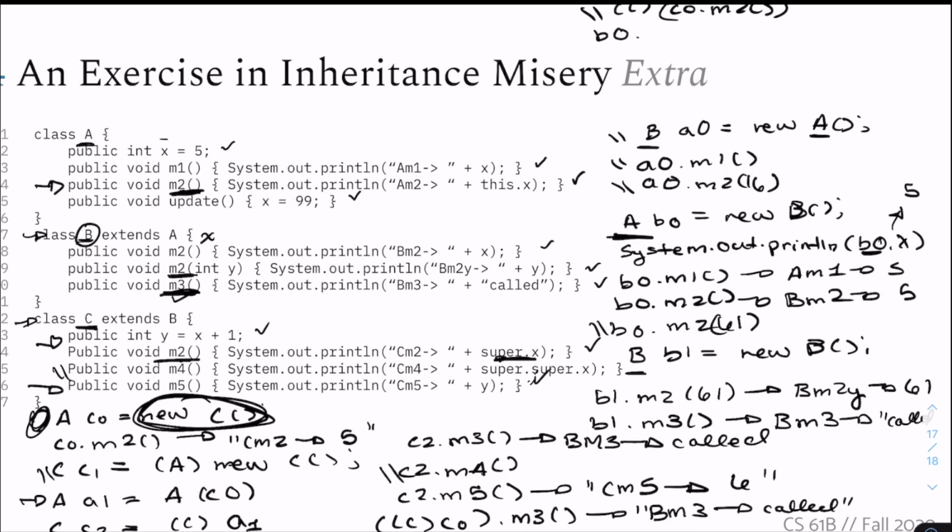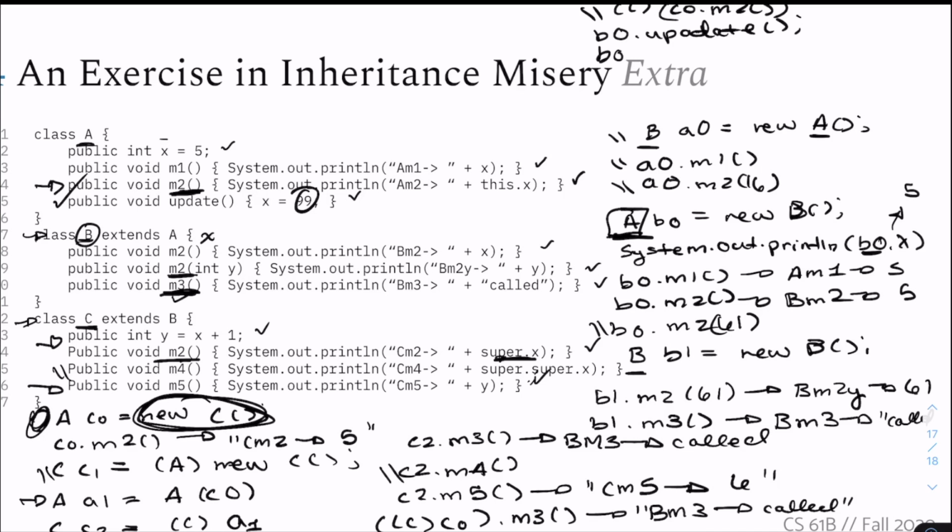And then we go to b0.update. We call that, and b0 is statically typed as A. We check whether A has an update function. It does. And then we go into our dynamic type, B. We check whether B has a different update function. It does not. And so this just updates our x to be equal to 99 for only B0. X is not a static variable, so this only affects B0.